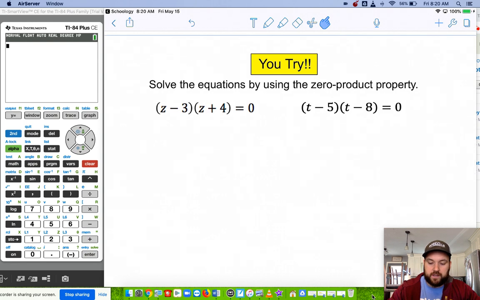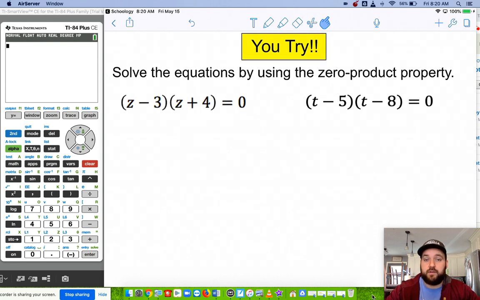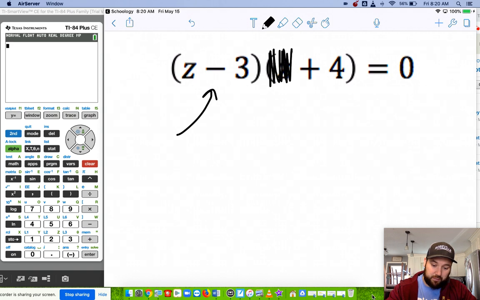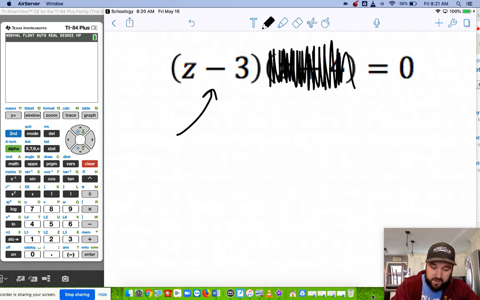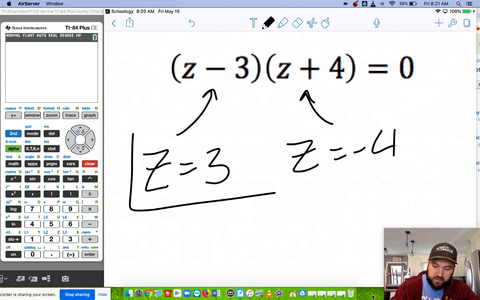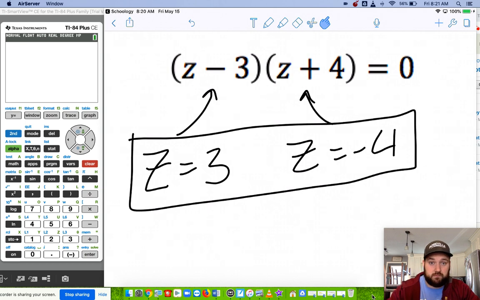So go ahead and give these two problems a try and see if you can find the numbers you could replace the variable with to get 0. So as we go through this, I'm really just going to look at each set of parentheses separately, meaning I'm going to pretend that this set of parentheses doesn't even exist. So what number -3 would make 0? Well, that would be +3. And now if I take this out of here, what number +4 would make 0? That would be -4. Those are my two solutions. It's as easy as that.